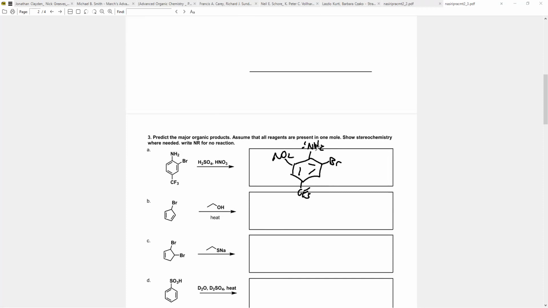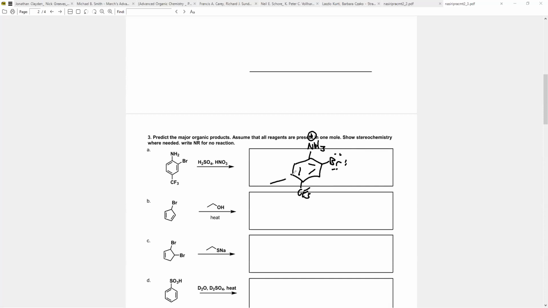If you did that, you're practicing good logic. You just forgot one thing. We're in acid. So in fact, this is an anilinium. And aniliniums are withdrawing groups. So we have 3 withdrawing groups here, and only one of them actually has a lone pair. The bromine is actually what directs. So bromine will either direct here, here, or here. It's always going to direct para here.